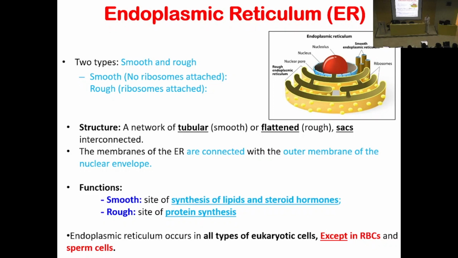Alright, so the endoplasmic reticulum, we already talked about it. We already saw it in the picture of the nucleus. We said there are two types: smooth and rough. The smooth is the one that has no ribosomes attached to it, and the rough is the one to which the ribosomes are attached.